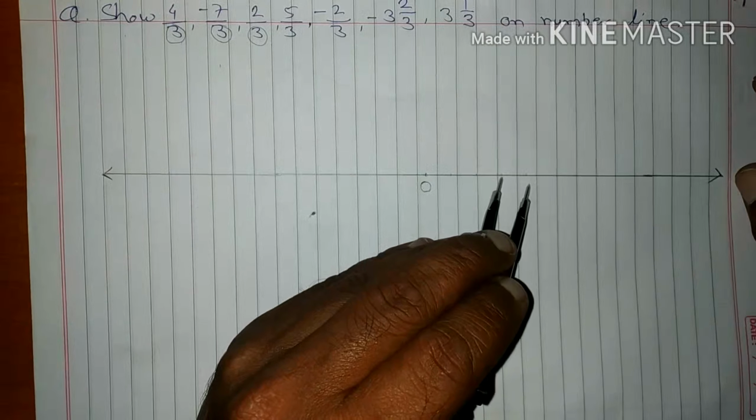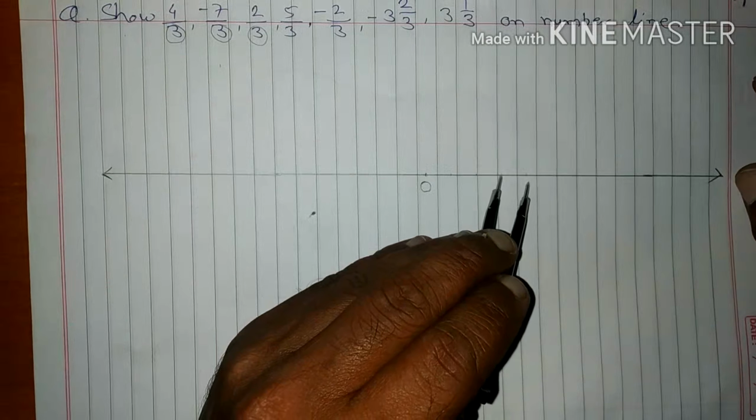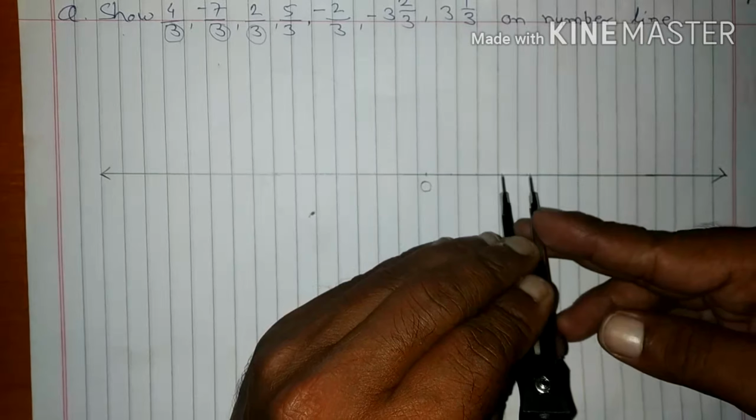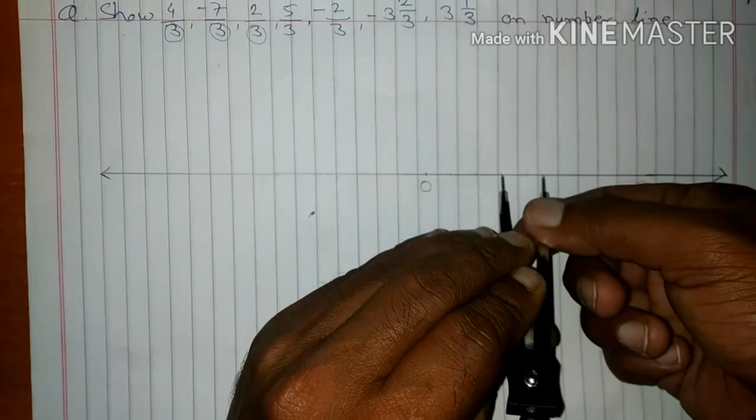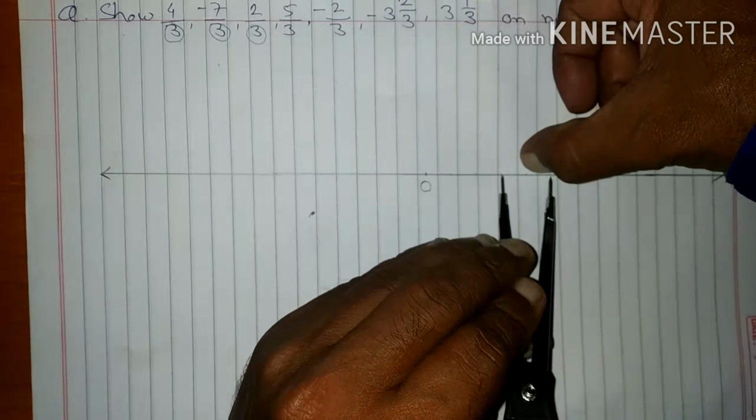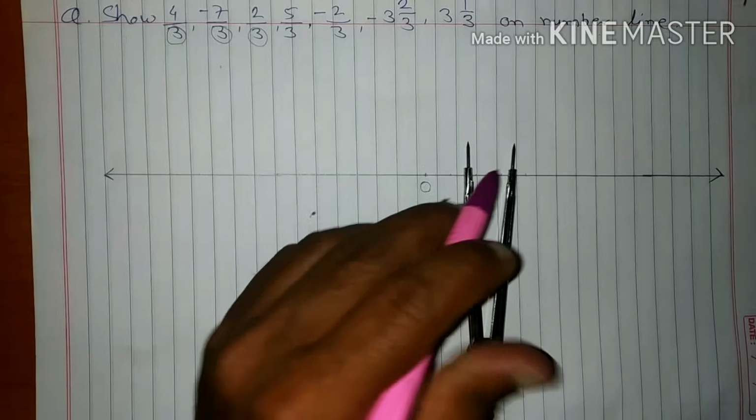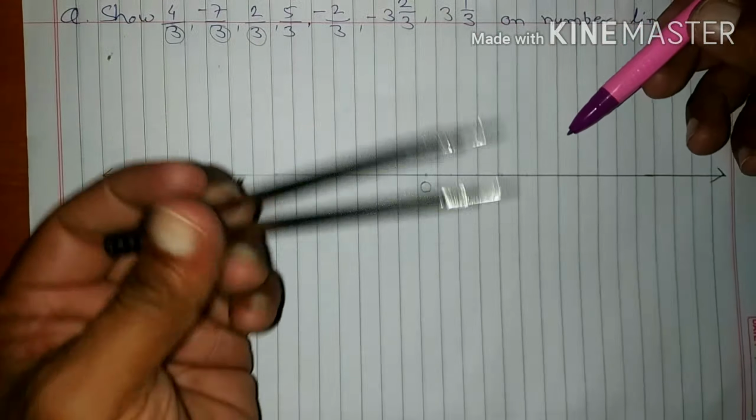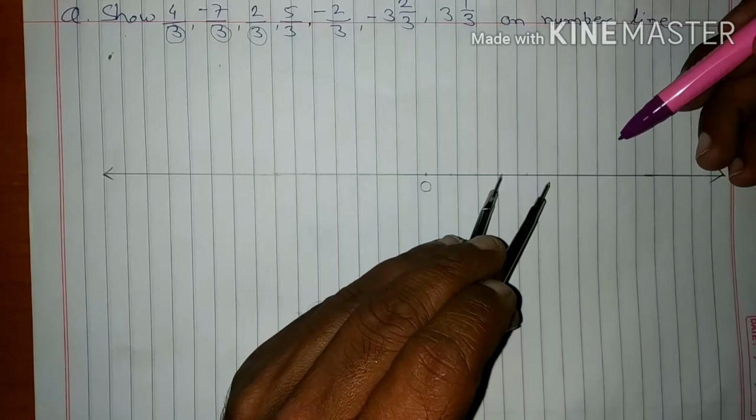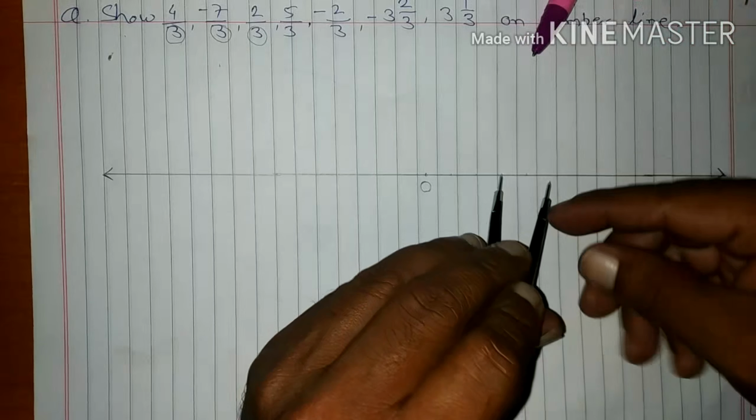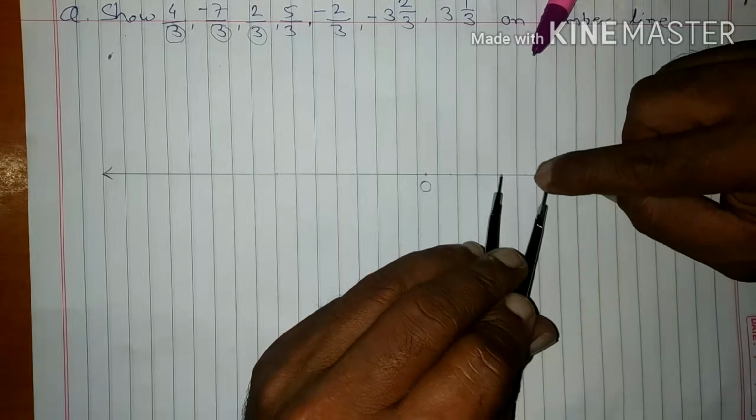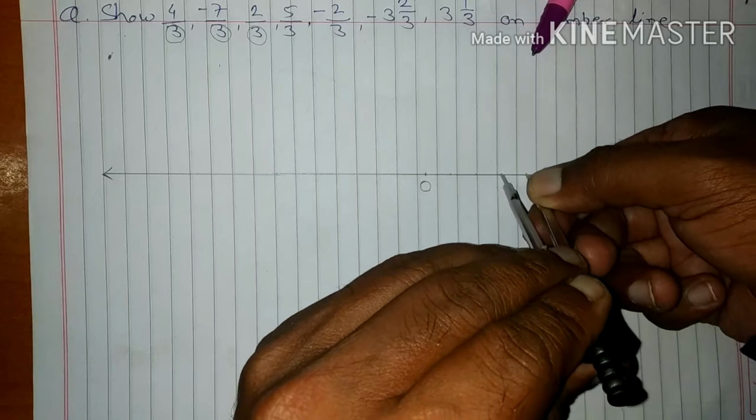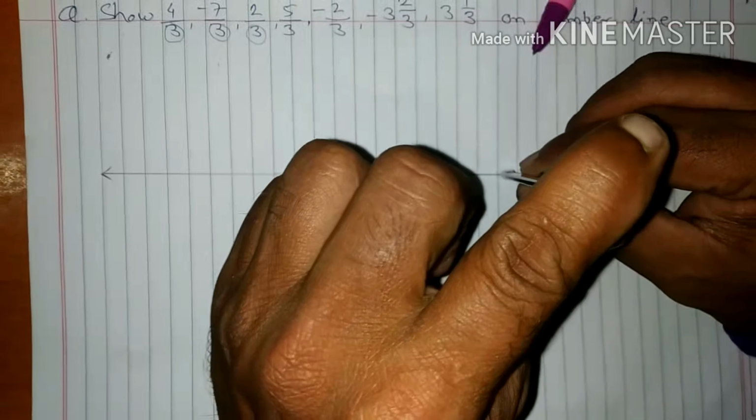So put the tip of one arm on 1 point and adjust the tip of the second arm on the second point. See, it was here, second point is here. Suppose this is first point, this is second point. So what I will do, I will put the tip of one arm on this point and adjust the second arm up to this point. Clear students? So this is the way how we have to mark the points.